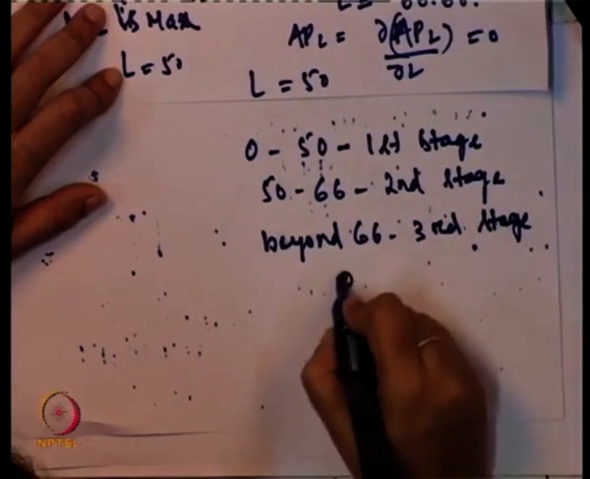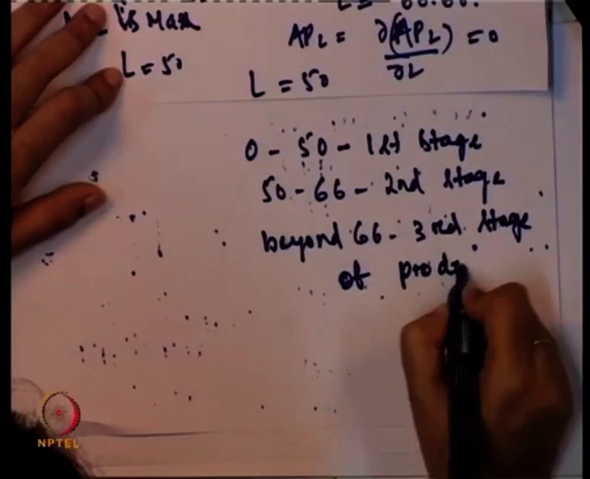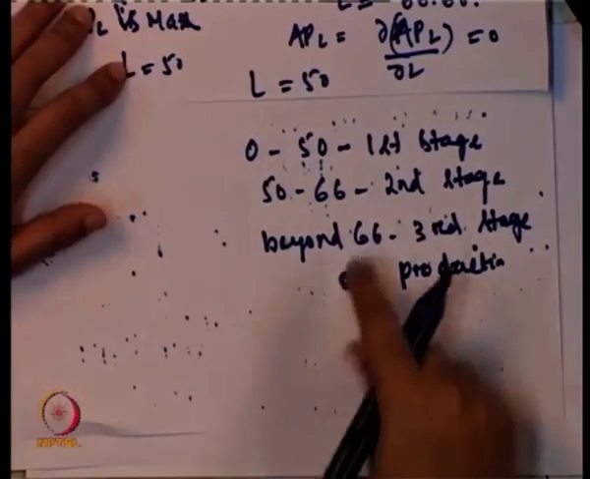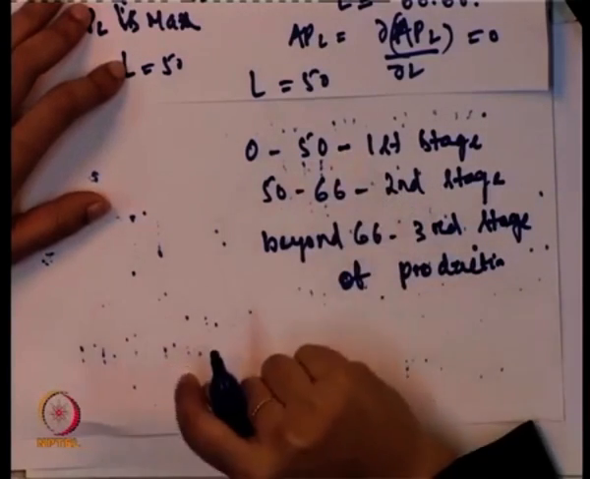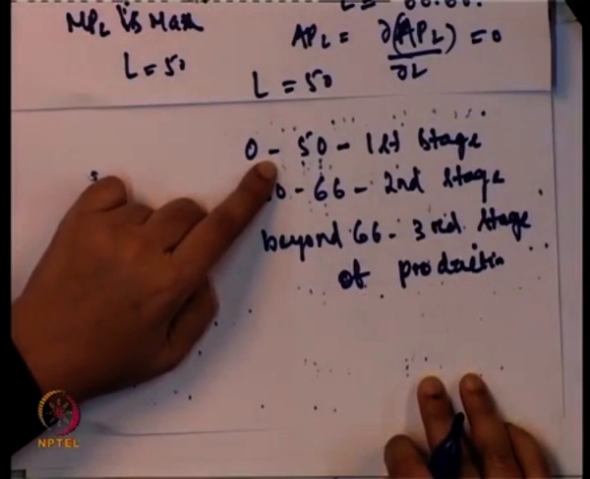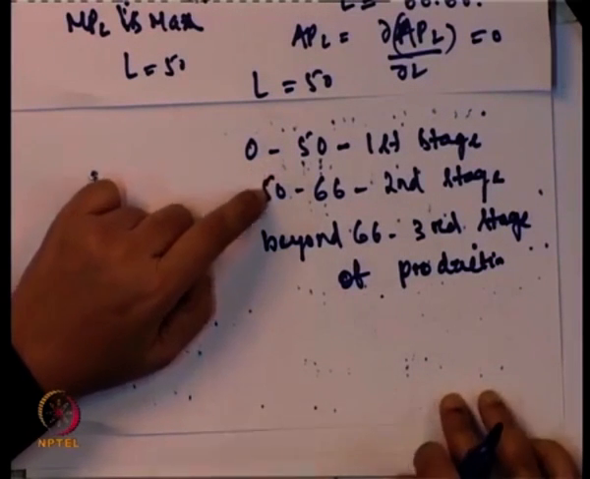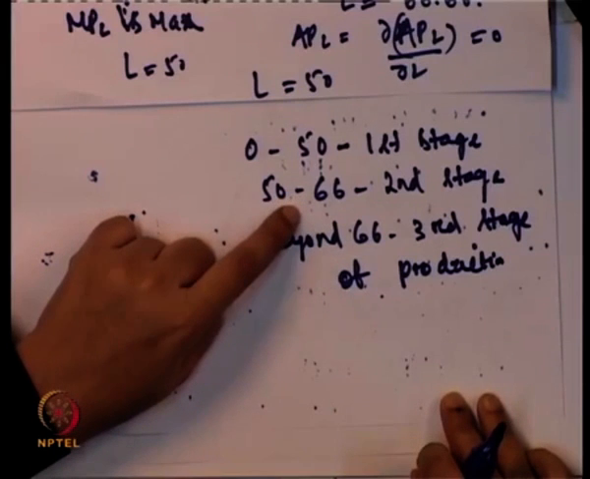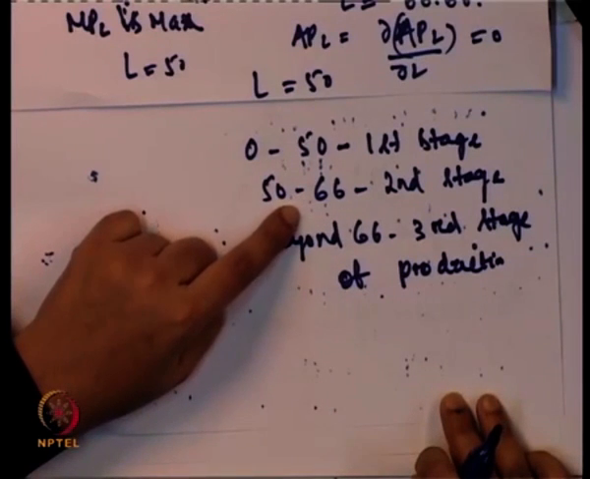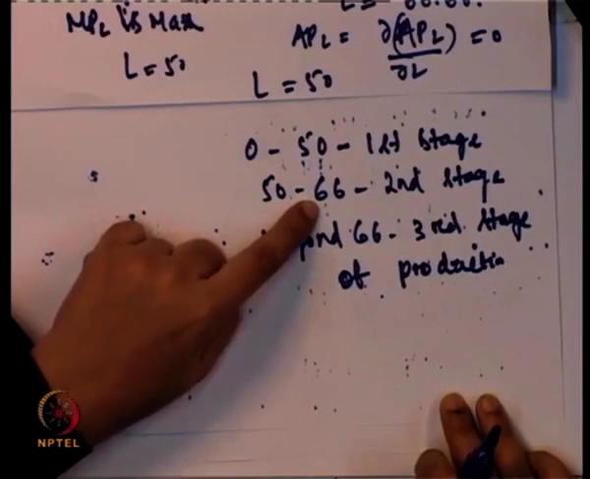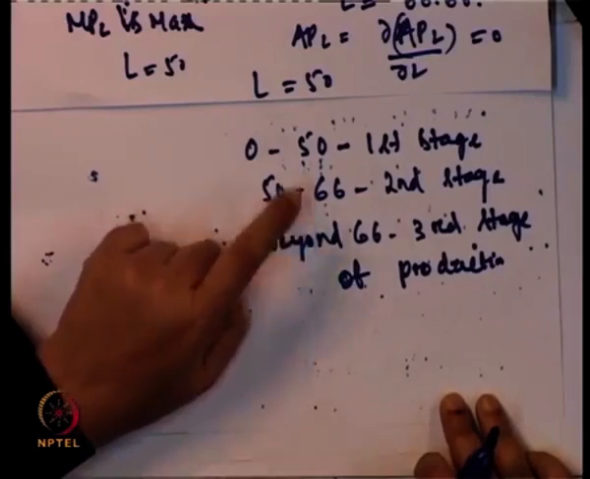And how have we identified this first stage, second stage and third stage? First stage ends at the point where the marginal product is equal to the average product, and average product is maximum at that point where marginal product is equal to the average product. The second stage ends when the total product level is maximum or the marginal product is 0. So, that is achieved at 66 units of labor. Beyond 66 we have the third stage of production. So, depending upon the labor units, we can find out at which level the stages of production are decided, whether at the first stage, second stage or third stage.